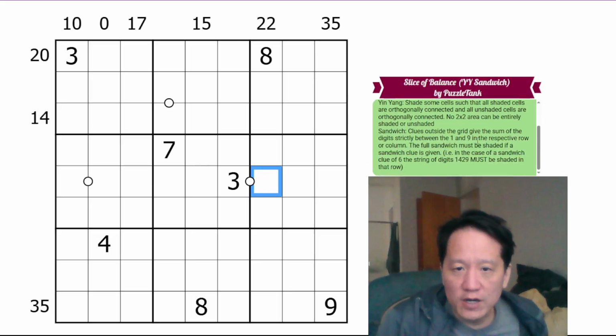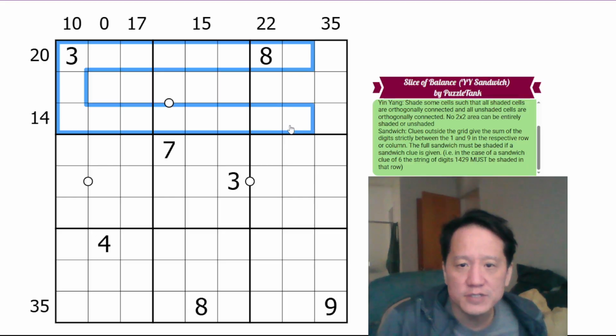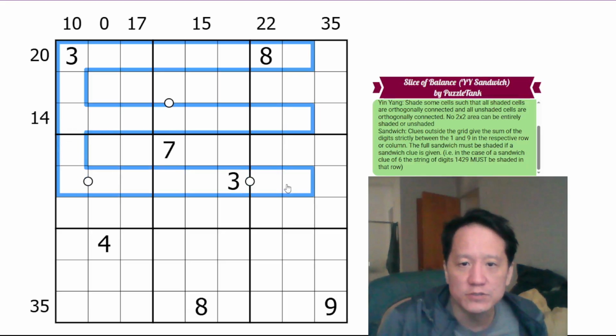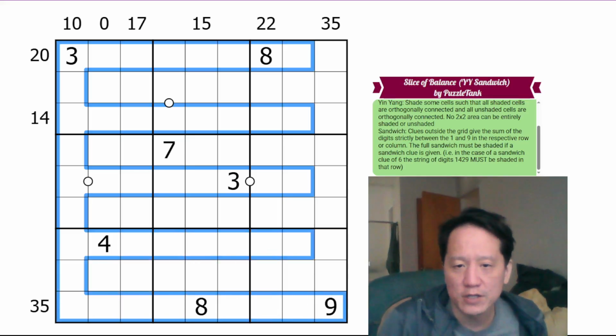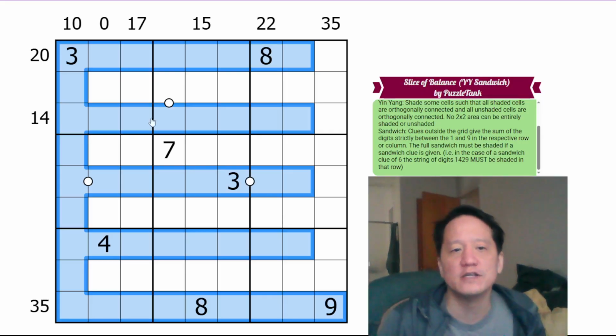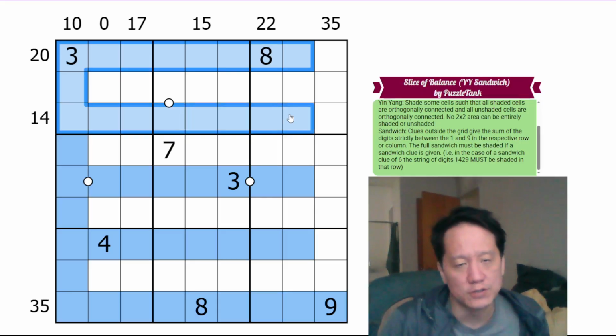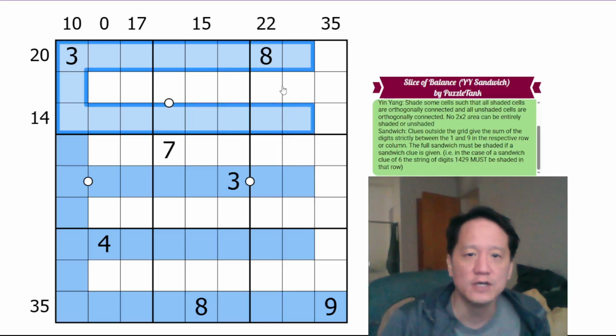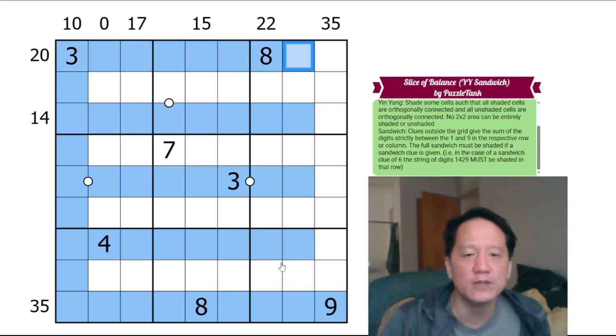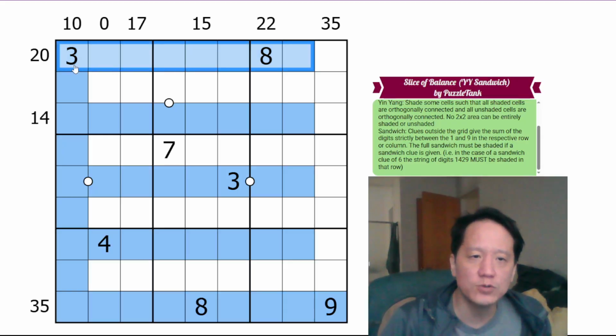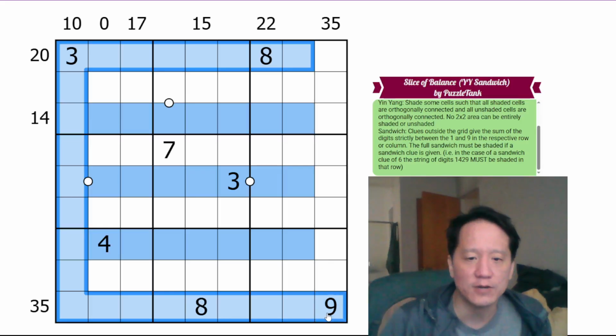We also have yin-yang shading, where we need to shade some cells such that all shaded cells are orthogonally connected and all unshaded cells are orthogonally connected. So this would be a valid yin-yang shading. And what does it mean to be orthogonally connected for all cells in a region, which are all shaded cells and all unshaded cells? It means you can go from any cell in that region to any other cell in the region just by going through edges, all while staying within the region.